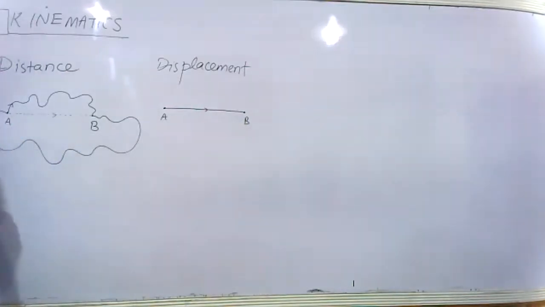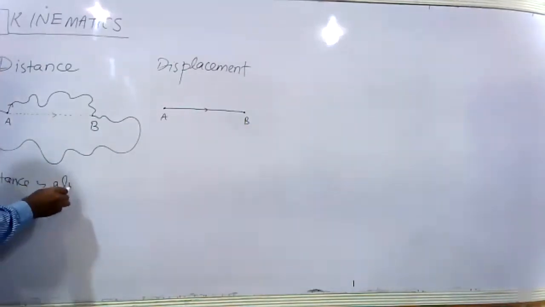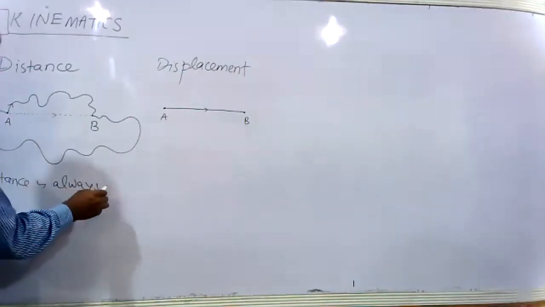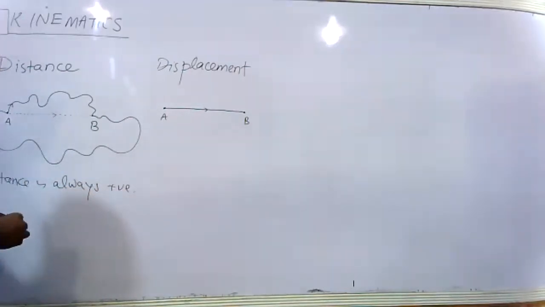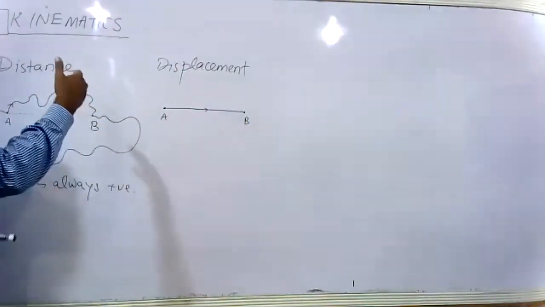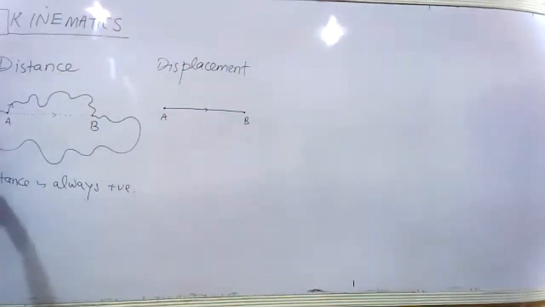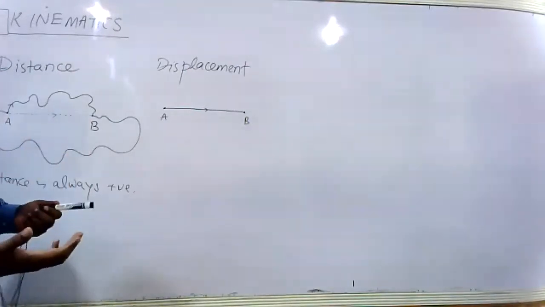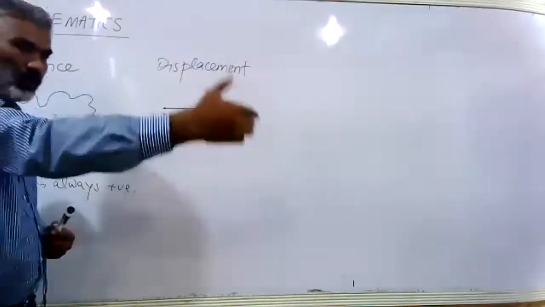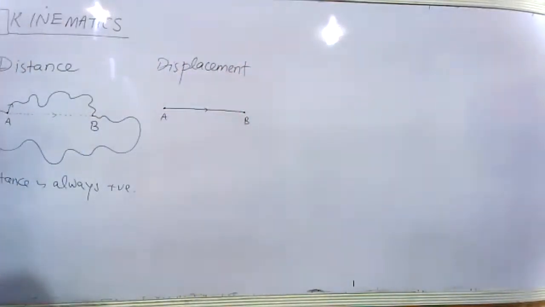Distance is always a positive quantity. Distance is always positive. Distance is not taken negative. If you go from A to B and then come back to A, the two things add. You go a kilometer and you come back a kilometer, you have traveled a distance of 2 kilometers.